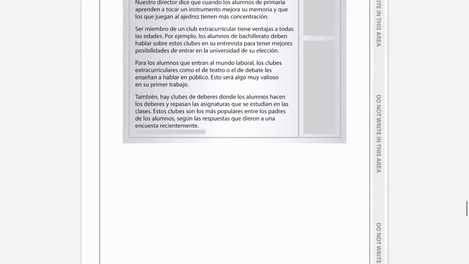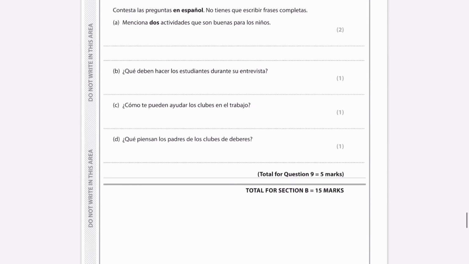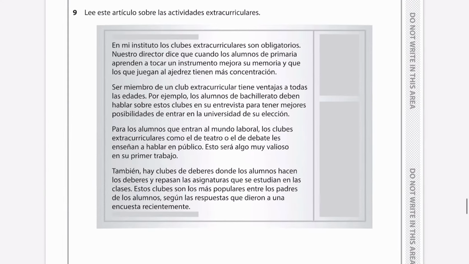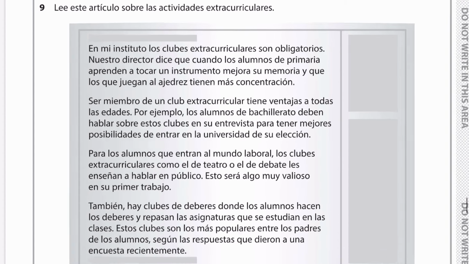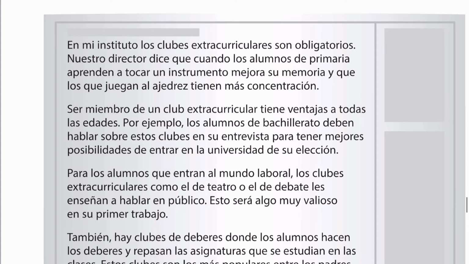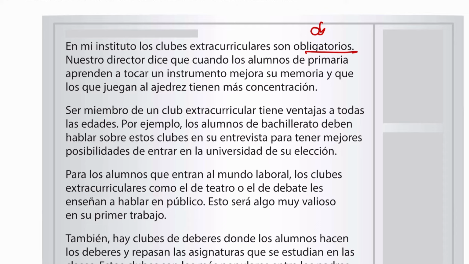Number 9. Whew, this is a long one, guys. Okay. 5 marks, quite a long text. Let's see. This is actually the last question, so we got this. Lee este artículo sobre los clubes o las actividades extracurriculares. Anyway, it's a hard word to pronounce. Okay, en mi instituto, los clubes extracurriculares son obligatorios. They're obligatory. You can tell what that means.